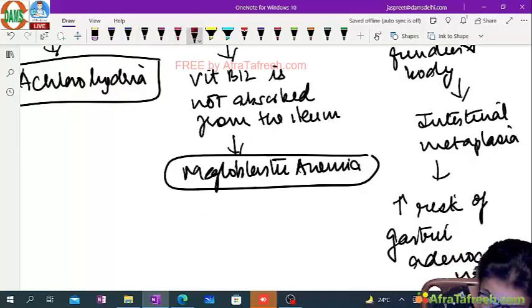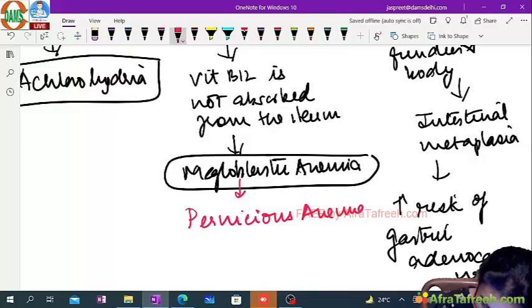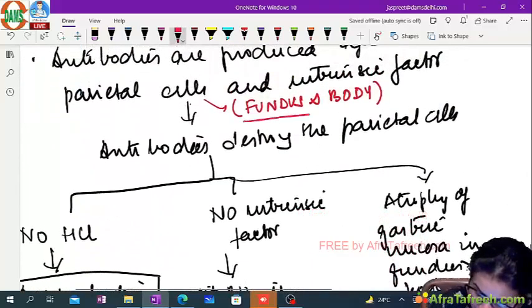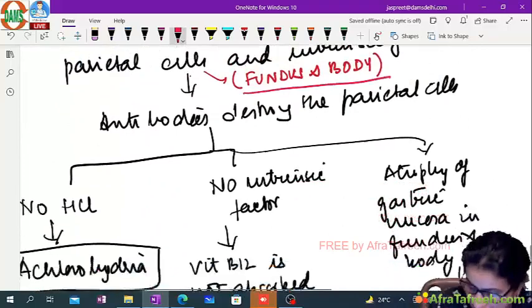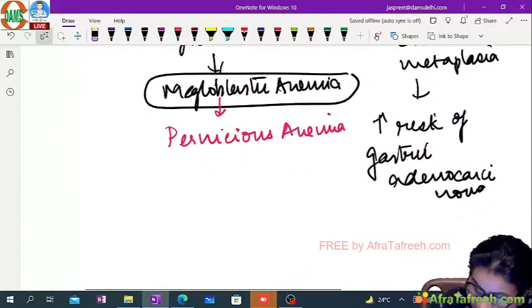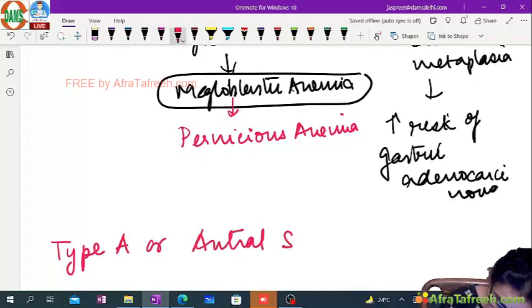One more point: this megaloblastic anemia, which happens in patients with autoimmune gastritis, is called pernicious anemia. And this gastritis, which predominantly affects the fundus and the body, because the parietal cells are located there, is called antral sparing. So autoimmune gastritis is called type A or antral sparing gastritis.